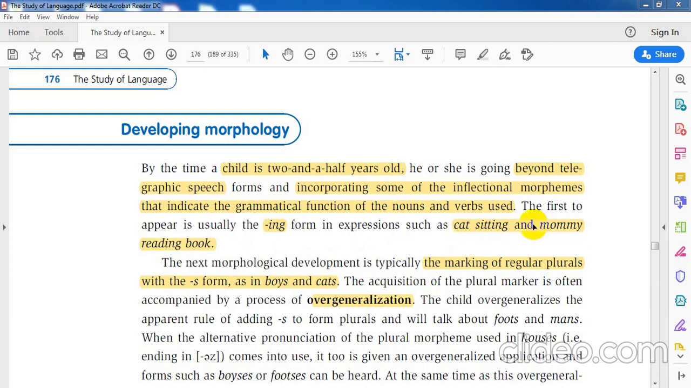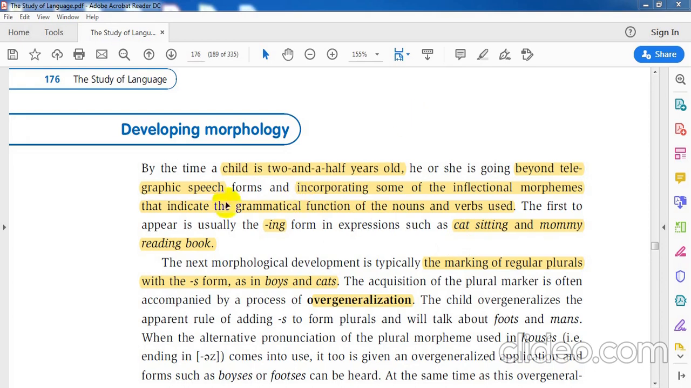For example, cat sitting, mommy reading book. I'm not going to say these examples are unique, because we still have two things to think of. Number one is the correct order, and number two is the odd use or the omission of the is, yes in both examples. So still the child is not able to utilize the verb to be in his or her utterances.